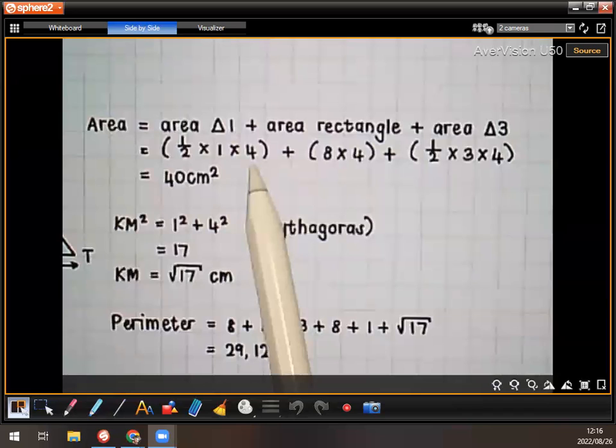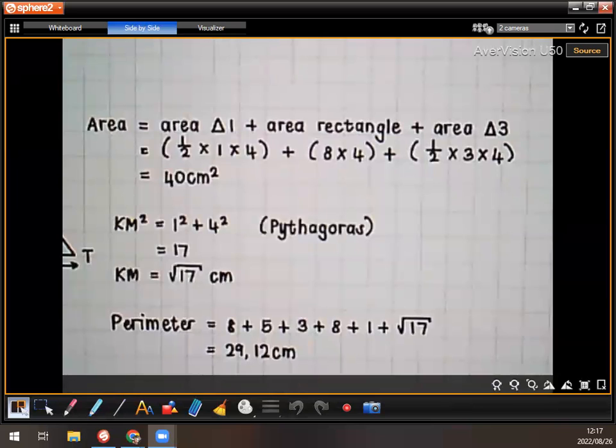I'm going to show you my working now. So that was my area calculation. I did area triangle 1 and area triangle 3, but don't worry about the numbers. It was a triangle and a rectangle and another triangle.